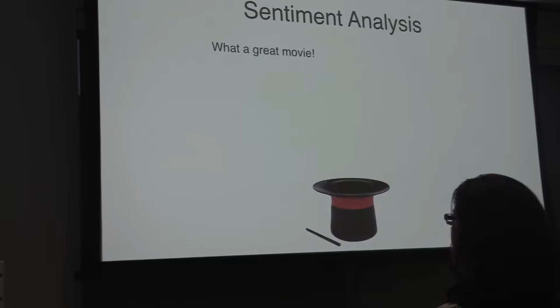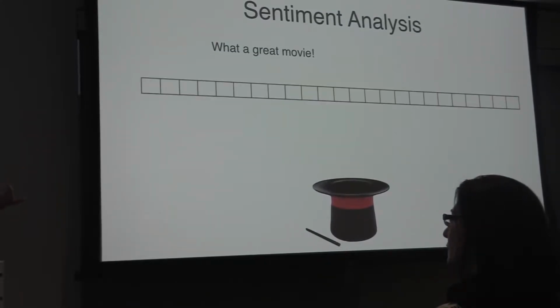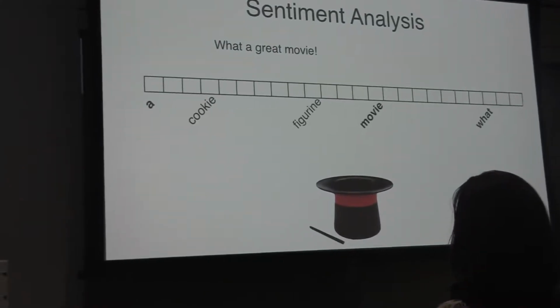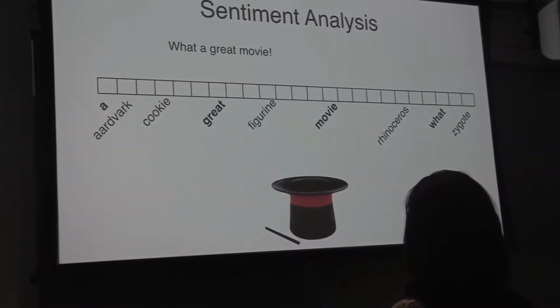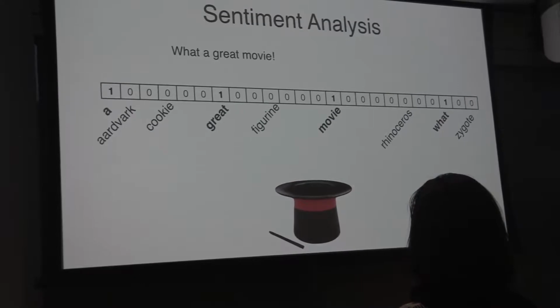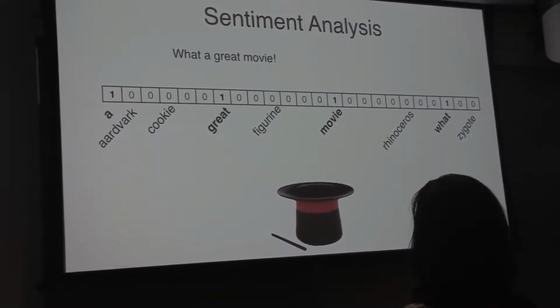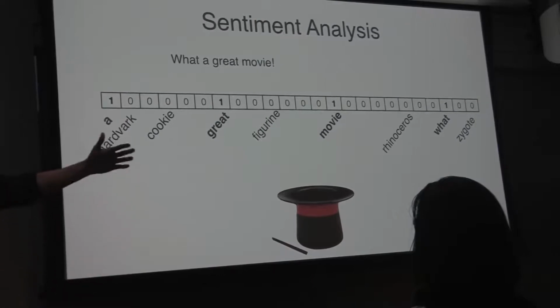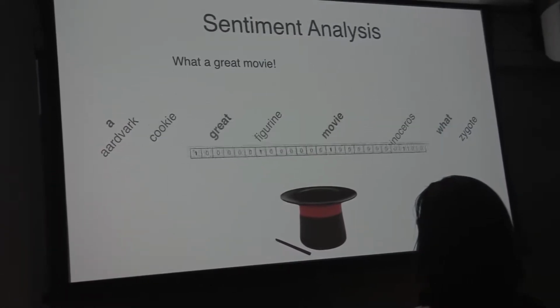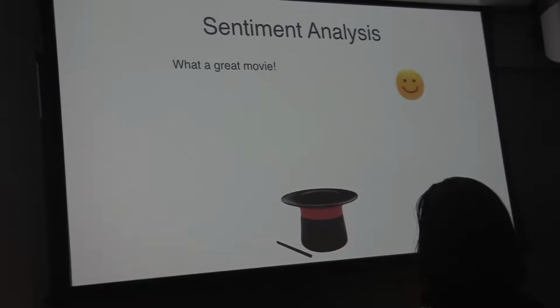How? Well, we have to turn the letters, the words into numbers. So what do we do? We take all the words from A, aardvark to zygote, I think that's the last one. And we just pick the ones that appear in our sentence. So a great movie what? And put ones there and zeros everywhere else, and throw that humongous set of numbers into the neural network hat, and it will return, yes, that was good.